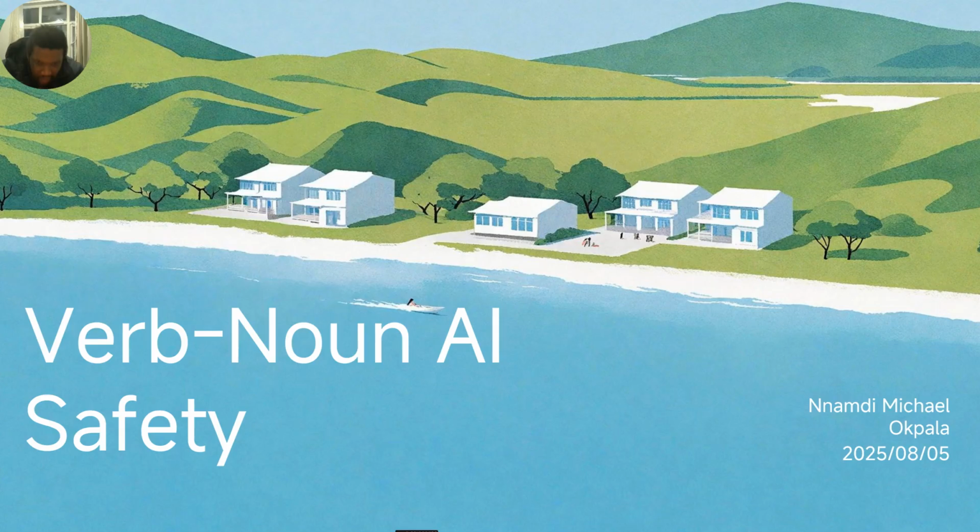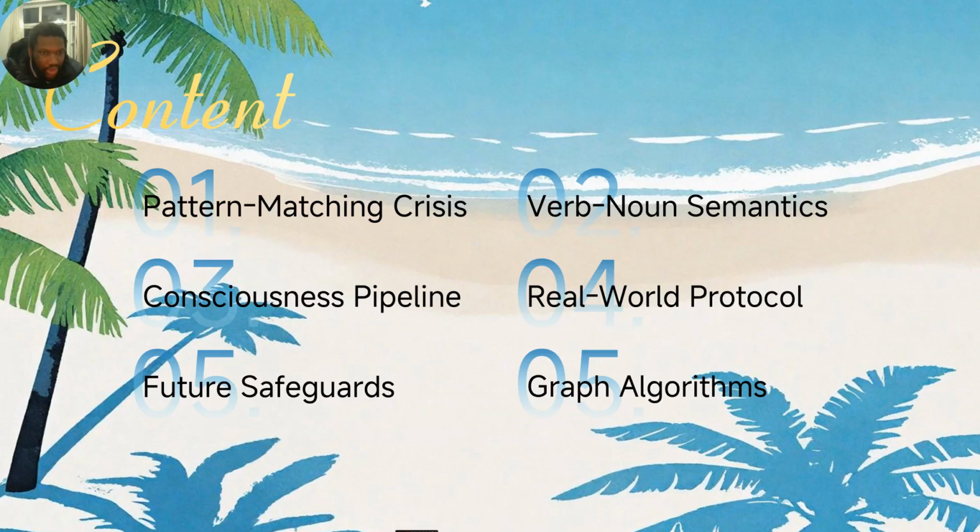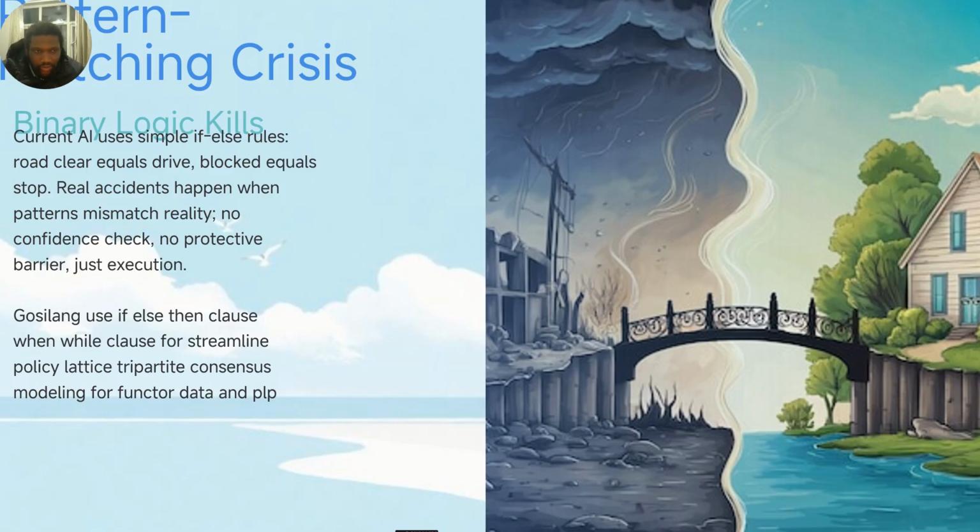This was filling on ASFT, which is basically using ASFT via a tensor model to process information that is seen and relaying it over the second patterns hypothesis equal to user playlist. The topics are: pattern matching crisis, verb-noun semantics, consciousness paradigm, real-world protocols, and physics of graph algorithms. Okay, we're going to start with the pattern matching crisis.